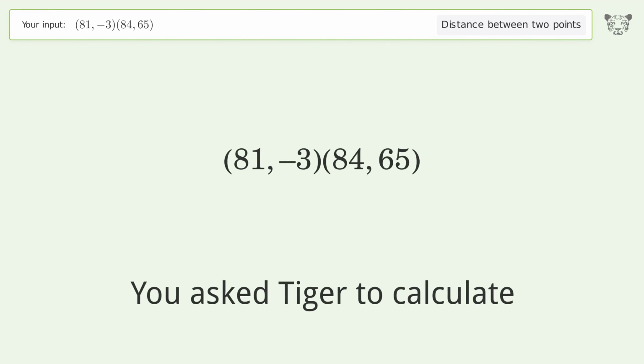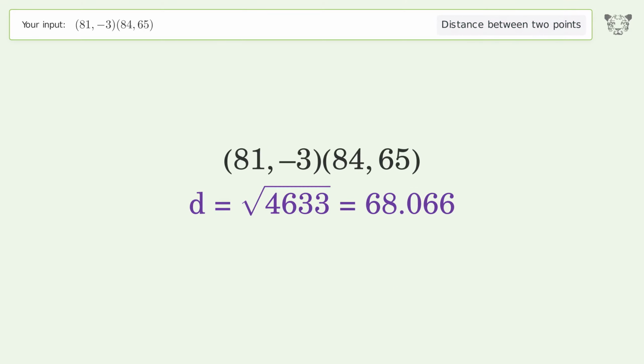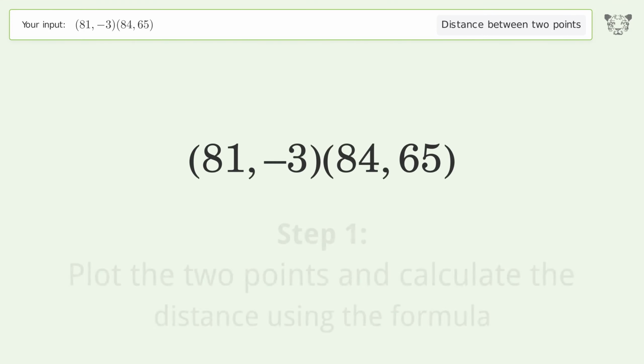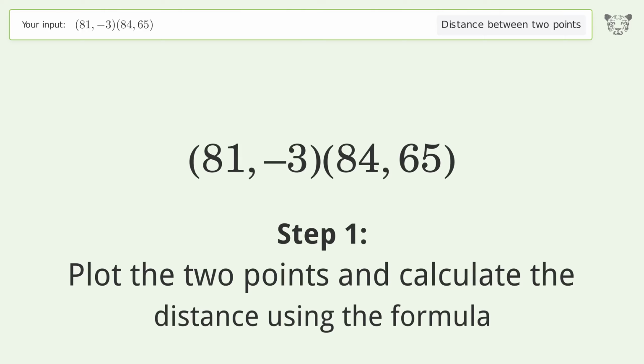You ask Tiger to calculate. This deals with the distance between 2 points. The distance between the 2 points is the square root of 4,633, or 68.066. Let's solve it step by step. Plot the 2 points and calculate the distance using the formula.